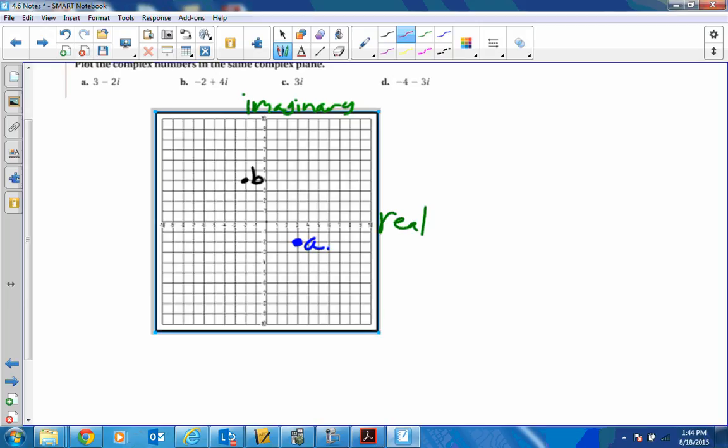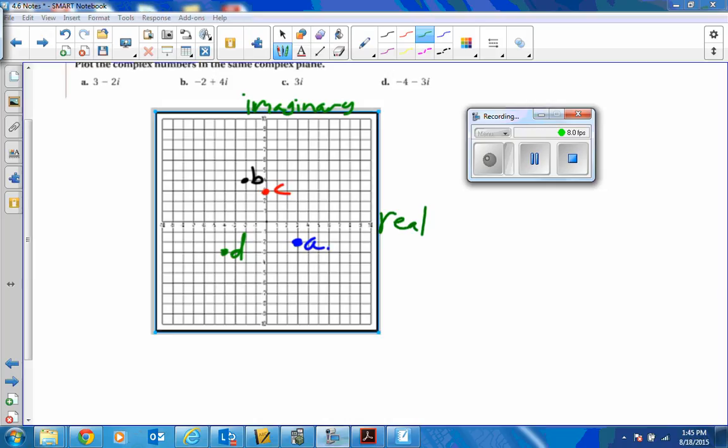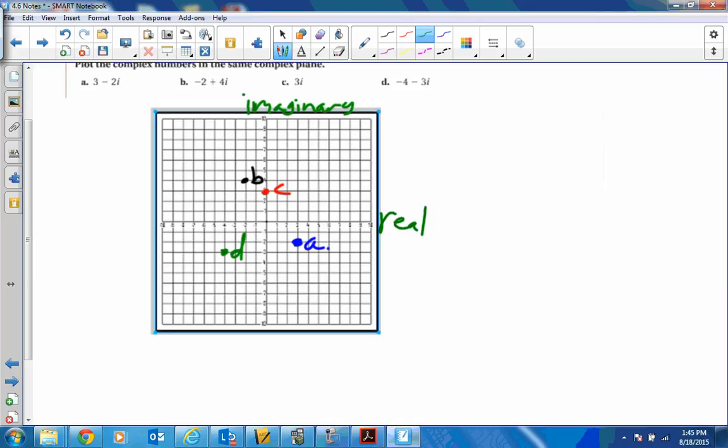And then C is 3i. And then negative 4, you go left 4 and down 3. So that's how you go about graphing. Just do the real part first, go left to right on the real part, go up and down on the imaginary part. Okay? Pretty easy. Not much to that.